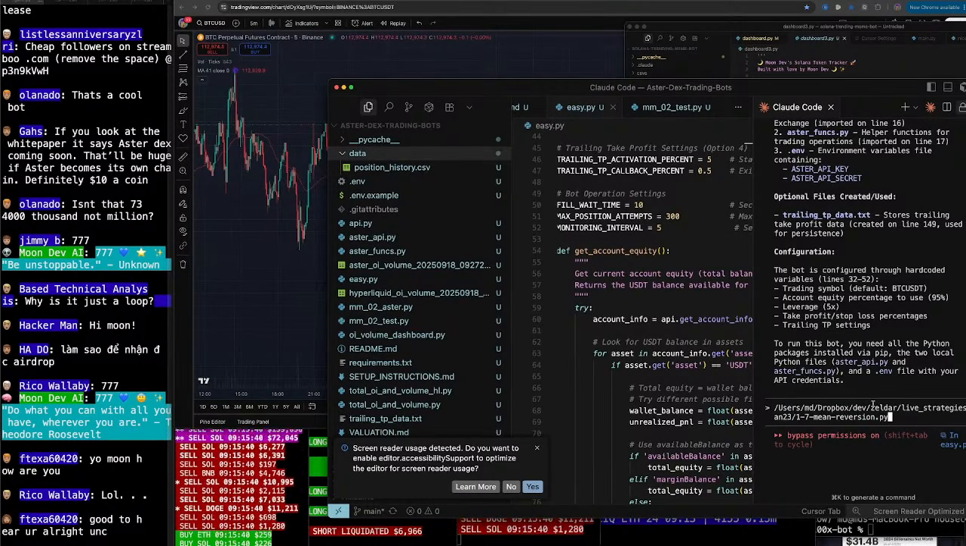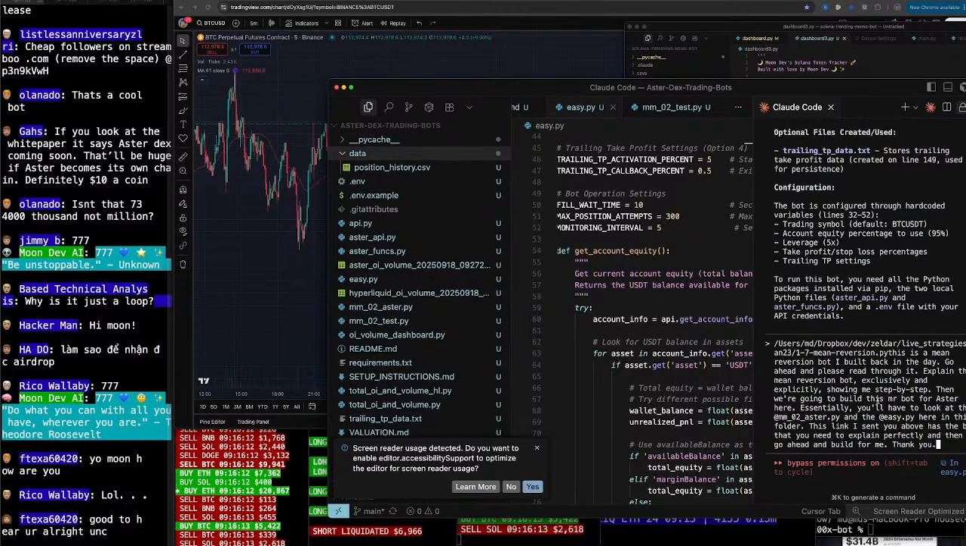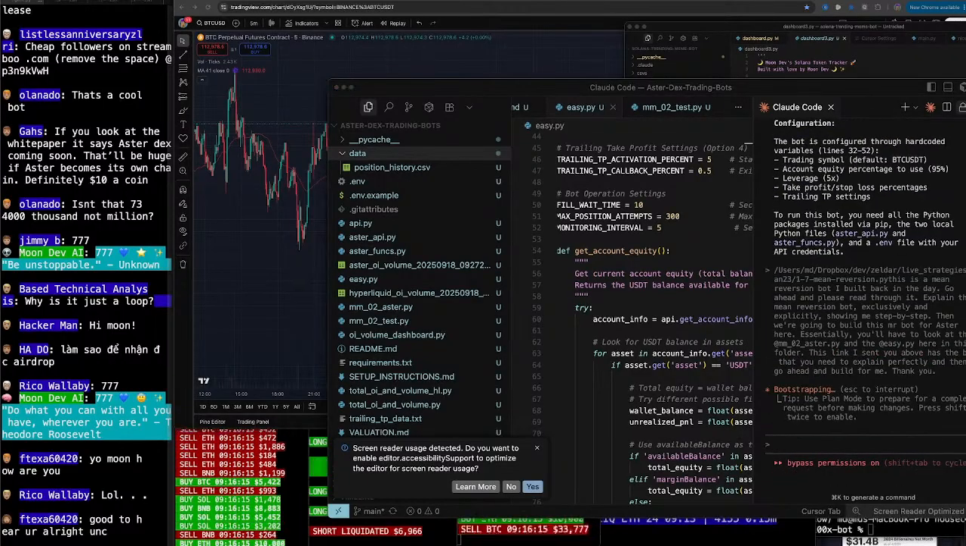This is a mean reversion bot I built back in the day. Go ahead and please read through it, explain the mean reversion bot explicitly, and show me step by step. And then we're gonna go ahead and build this MR bot for Aster here, and essentially just build it out. So you'll have to look at the MMO2 and the easy.py here in this folder, and then the link I sent you above has the bot that you need to explain perfectly, and then go ahead and build for me. Thank you. Okay, sick. So we're gonna go ahead and build that one.